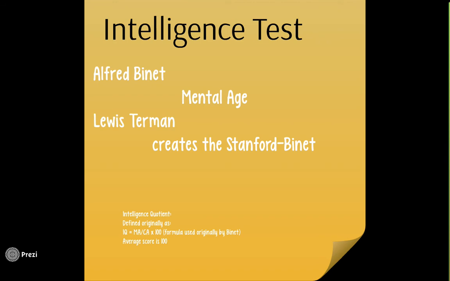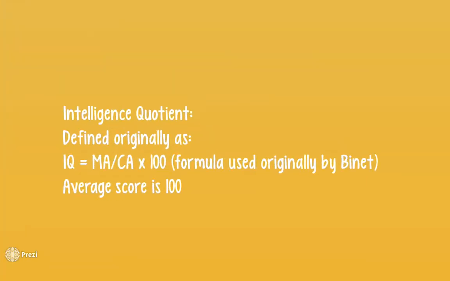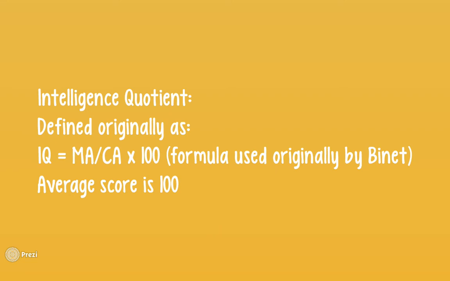And then you have Louis Terman, who was a Stanford professor in the United States. Binet is going to be in Europe. And he's actually going to bring the test to the United States and create the Stanford-Binet test, okay? And one thing that you need to be familiar with is the intelligence quotient, which is defined originally as your IQ is going to equal your MA or your CA times 100. So the formula used was originally by Binet, but the average score is 100.